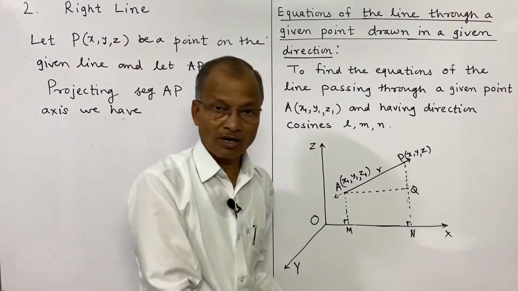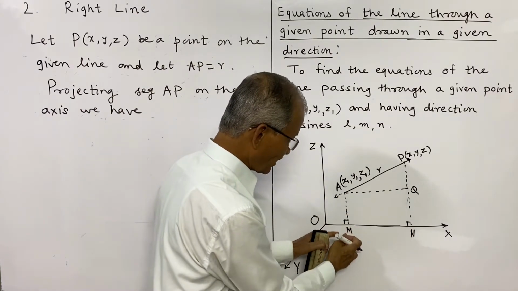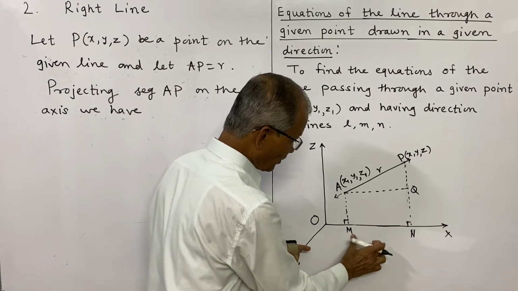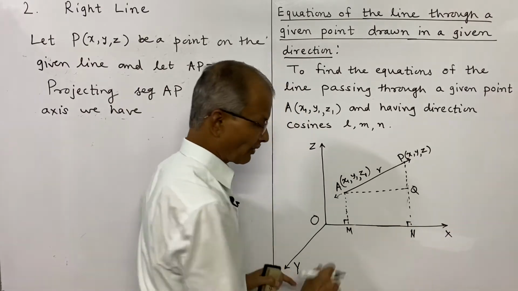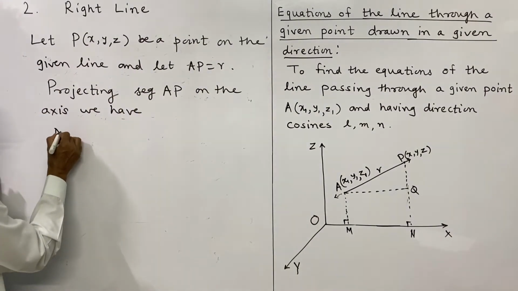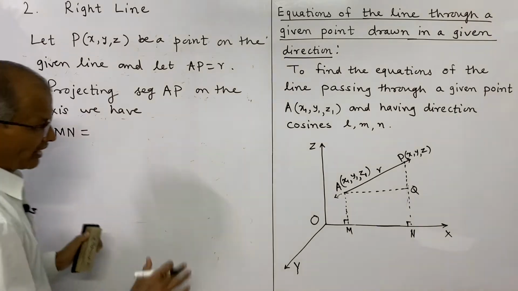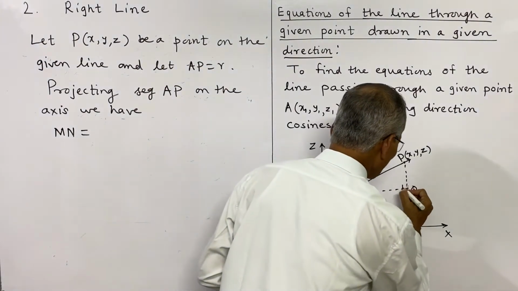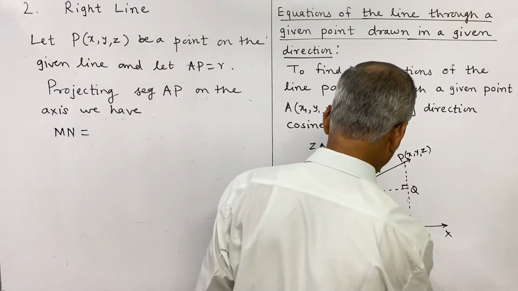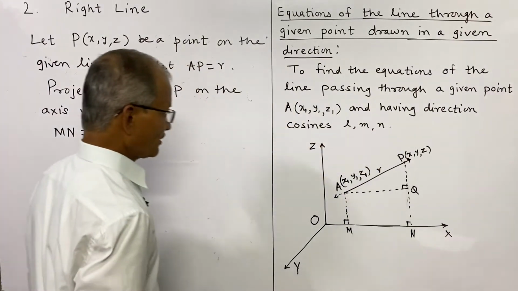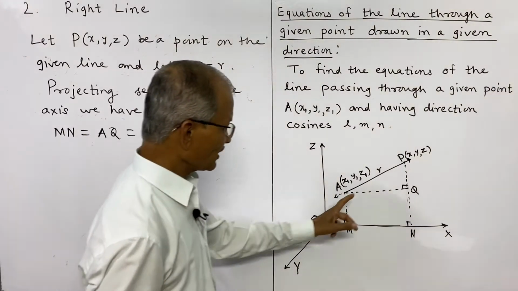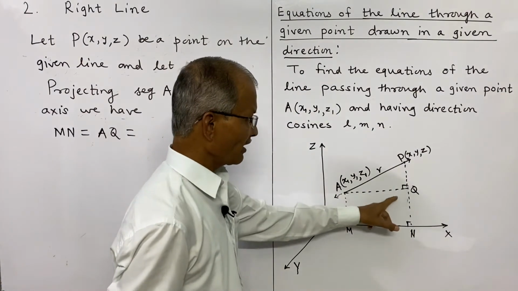MN is the projection. Draw the perpendicular from A on the x-axis and the perpendicular from P on the x-axis. The feet of the perpendiculars are M and N, and therefore we have the length MN. But this length MN is equal to length AQ, because AQ we have drawn parallel to MN. And what is AQ? AQ is from the right-angled triangle AQP.